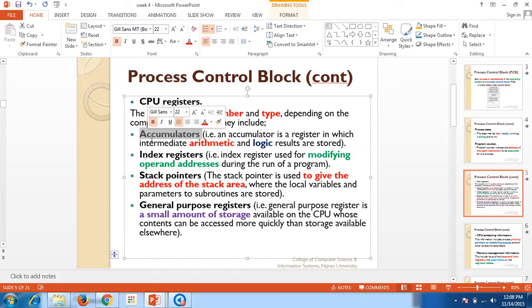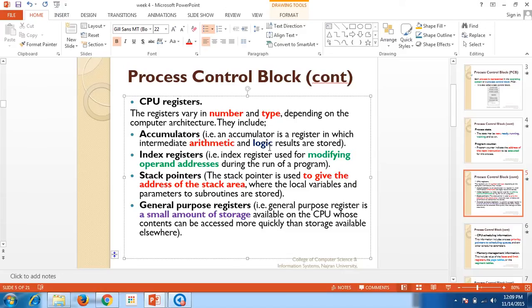So what is the purpose of the accumulator? This is a register in which the intermediate arithmetic and logic results are stored. To store the arithmetic and logical results, we use accumulators.